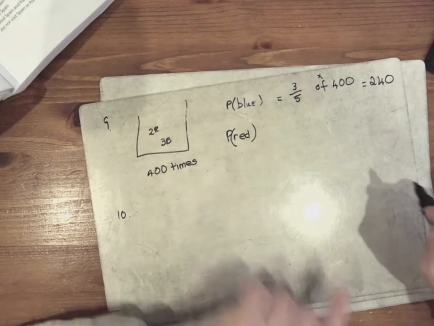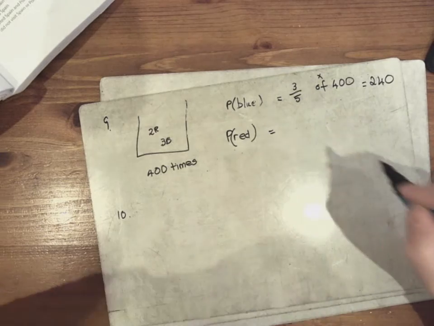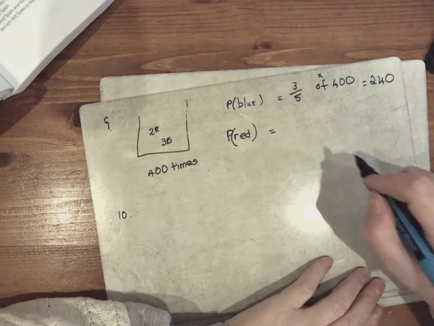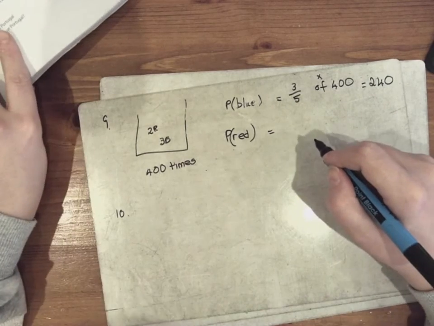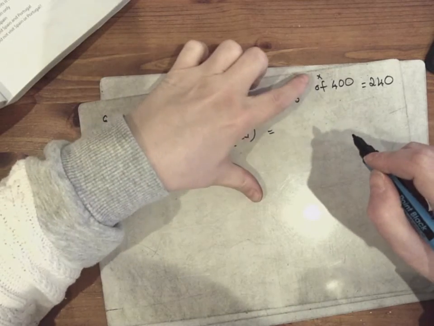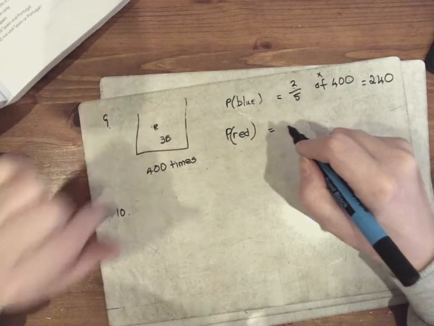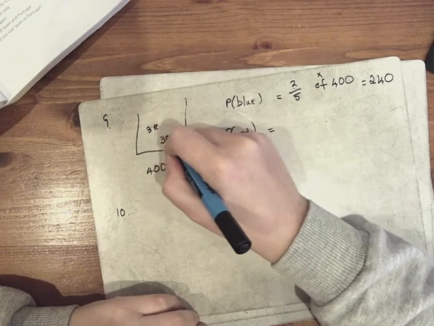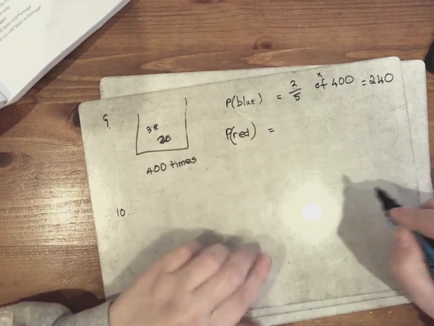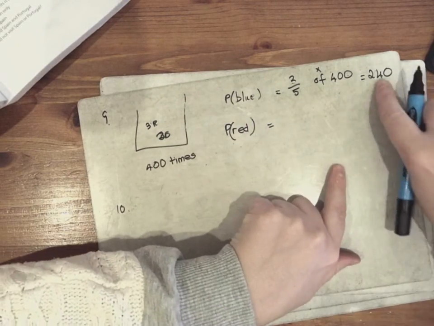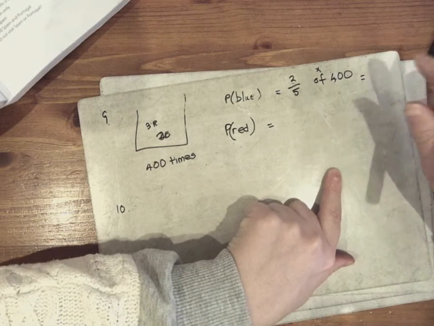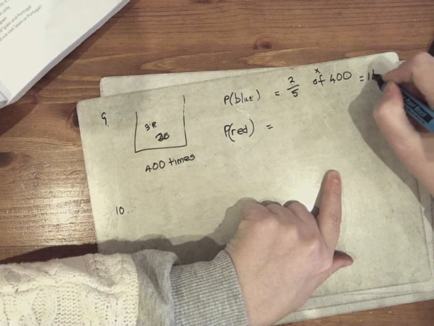Okay, then how many times would you expect to get a red? You work out the probability of a red to start with. Okay, sorry, I have to do that wrong. There's only 2 blue and 3 red. So sorry, I wrote it down wrong. 2 blue and 3 red. So it's 2/5 for the blue. It's 2/5 of 400, which is 160.